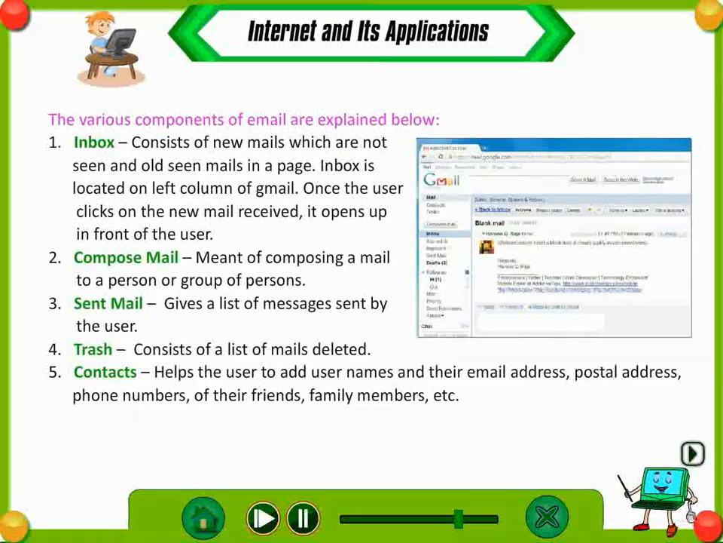The various components of email are explained below. Inbox consists of new mails which are not seen and old seen mails in a page. Inbox is located on the left column of Gmail. Once the user clicks on the new mail received, it opens up in front of the user. Compose mail is meant for composing a mail to a person or group of persons. Sent mail gives a list of messages sent by the user. Trash consists of the list of mails deleted. Contacts helps the user to add usernames and their email addresses, postal addresses, phone numbers of their friends, family members, etc.